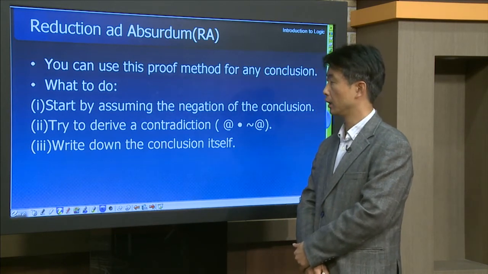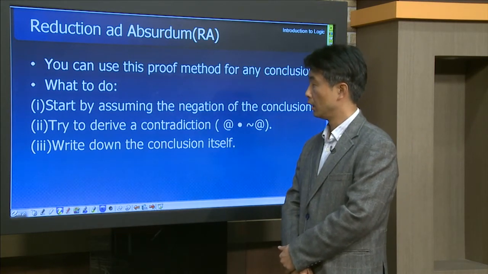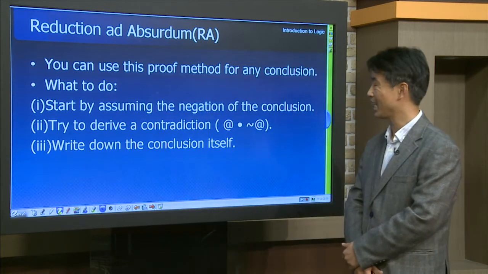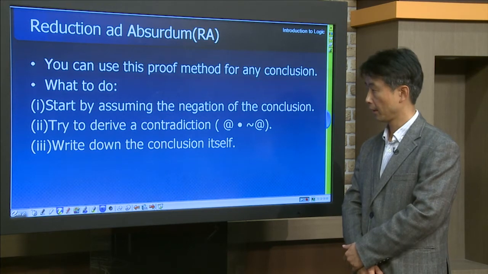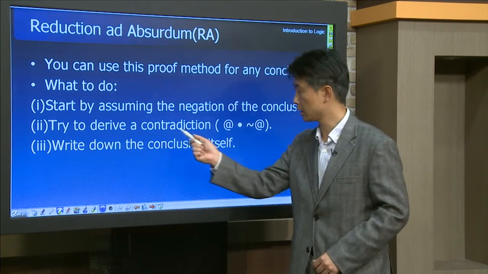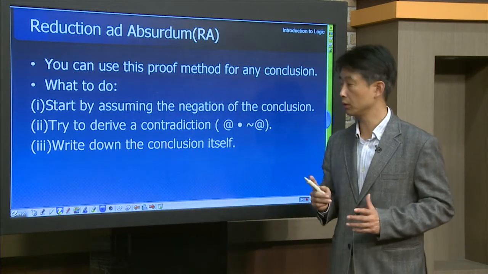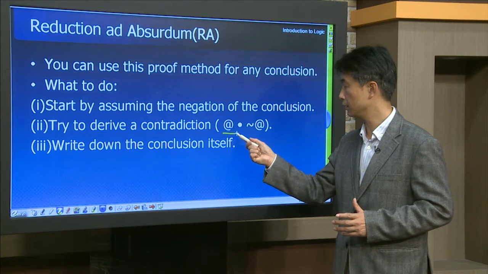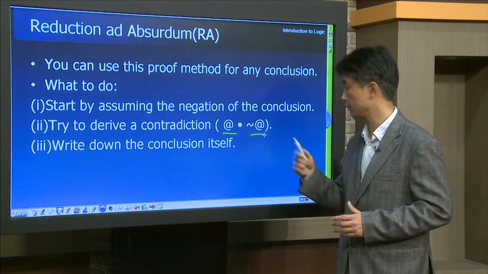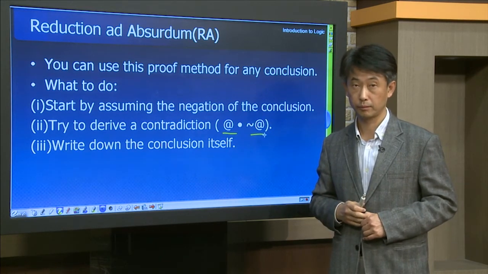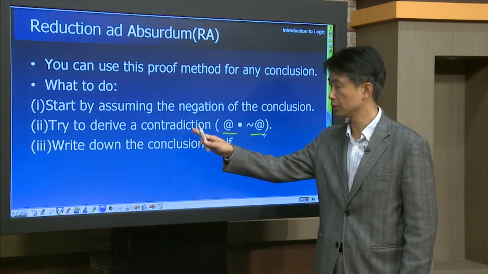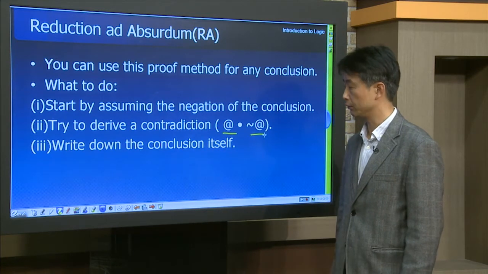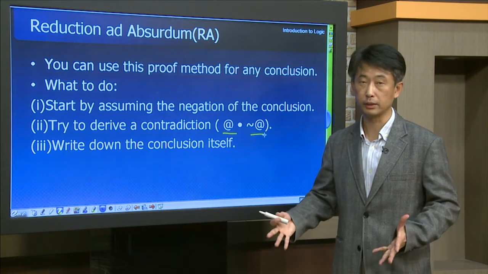What do we have to do? We start by assuming the negation of the conclusion, okay? And then try to derive a contradiction. A contradiction is any statement of this form: a statement and its negation is called a contradiction. Once I derive a contradiction, I write down the conclusion itself and complete RA.